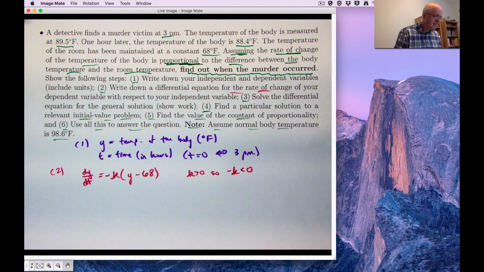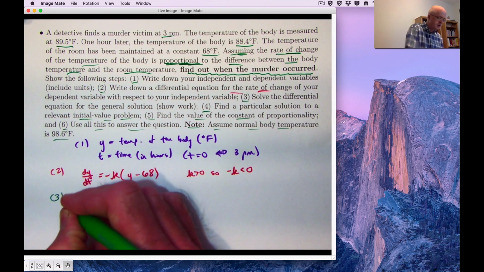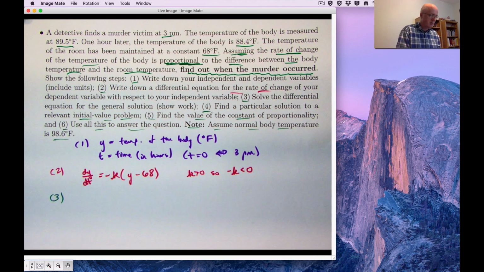We will use that, though let's not bother with that right now because we're not asked to write down the initial condition. Let's move on to step 3. Solve the differential equation. Show your work.